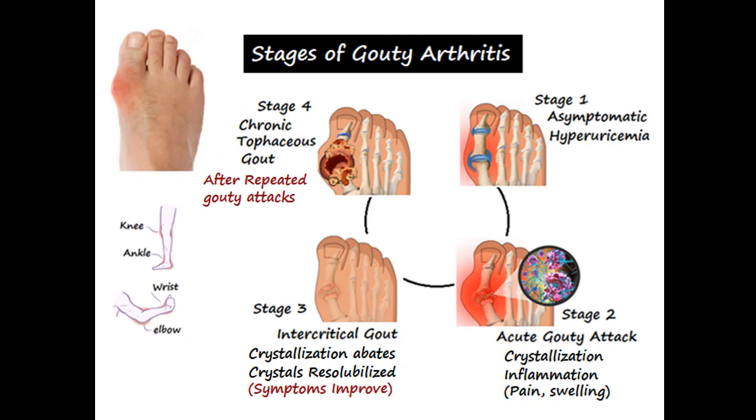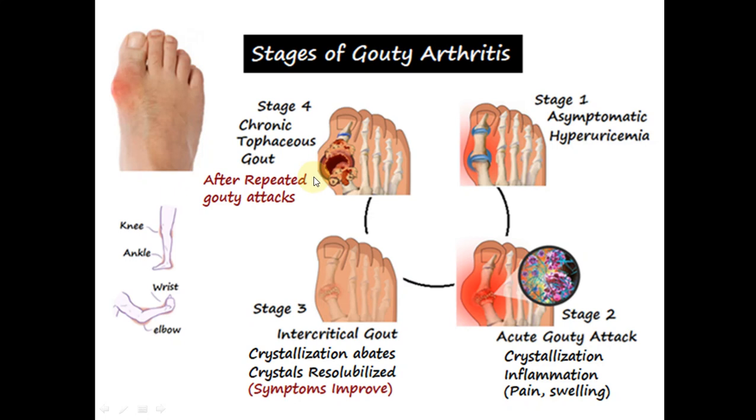The tophi of the gout are localized aggregation of the monosodium urate crystals surrounded by a zone or rim of inflammatory cells, the lymphocytes, macrophages, and joint cells.